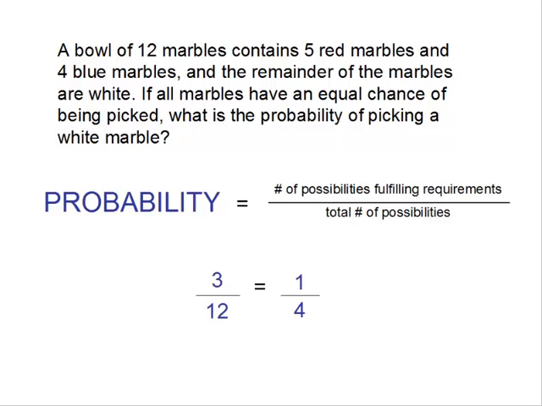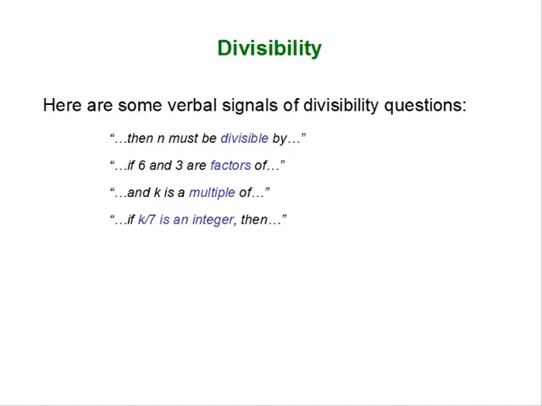Think about the top of that fraction and the bottom. So 3 is the number of white marbles, 12 is the total number of marbles, and that reduces to 1/4.